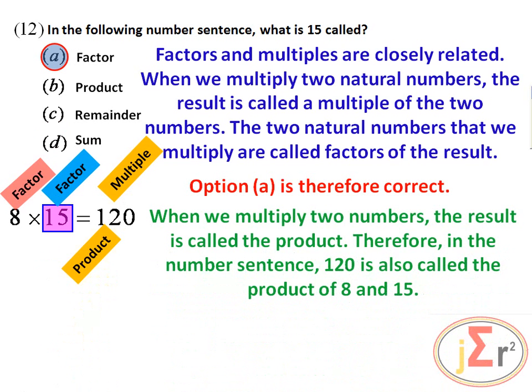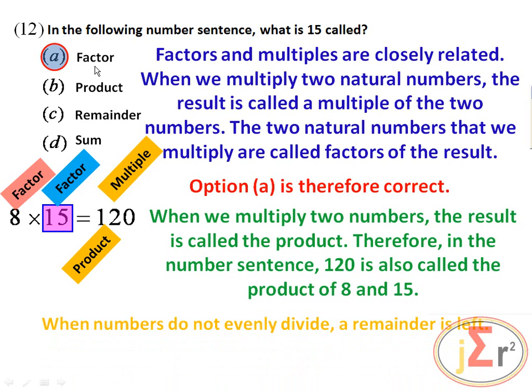When we multiply two numbers, the result is called the product. Therefore, in the number sentence, 120 is also called the product of 8 and 15. So we are talking about factor, which is the correct answer. We talk about the product, and we will now discuss remainder. When numbers do not evenly divide, a remainder is left.